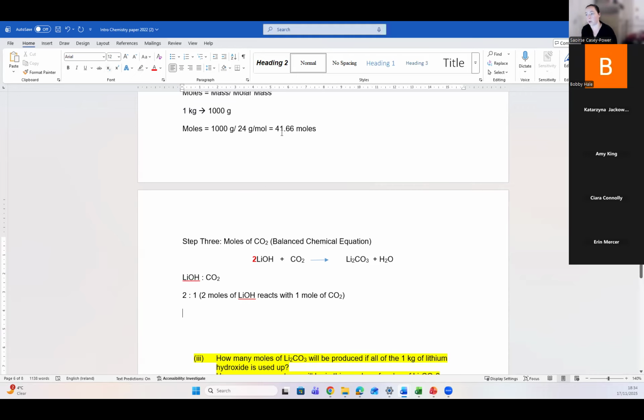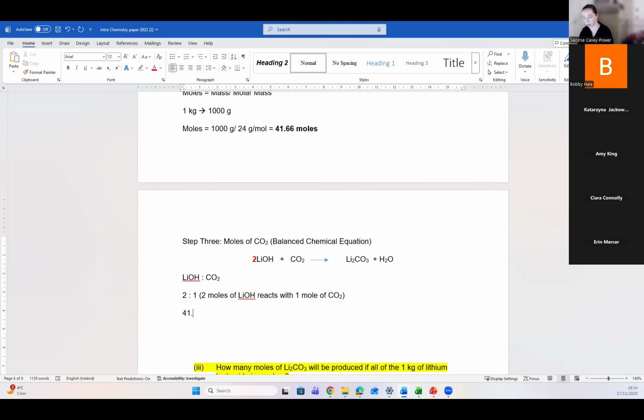But in this case, we don't have 2 moles. We have 41.66. So we scaled up that reaction an awful lot and used 41.66 moles. So can anyone tell me what the new ratio is now? 20.83. Yeah, perfect, because for every 2 moles of this, we have 1 mole.